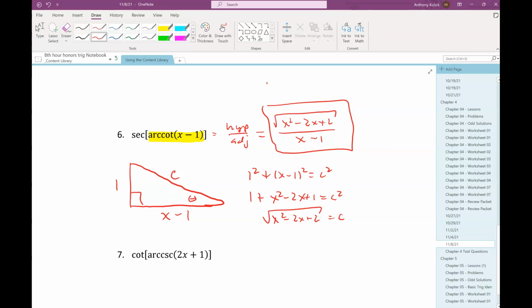So what is it? What do you mean by it? Well, cotangent is adjacent over opposite. So it tells me where to put the sides on the right triangle that I'm building. That the adjacent side is x minus 1 and the opposite side has to be 1.